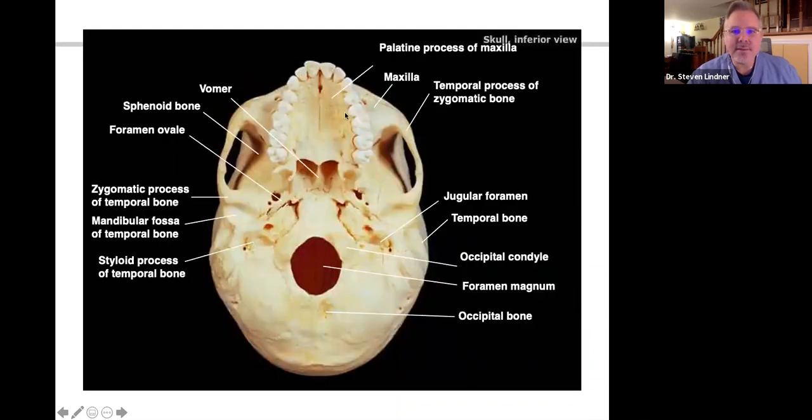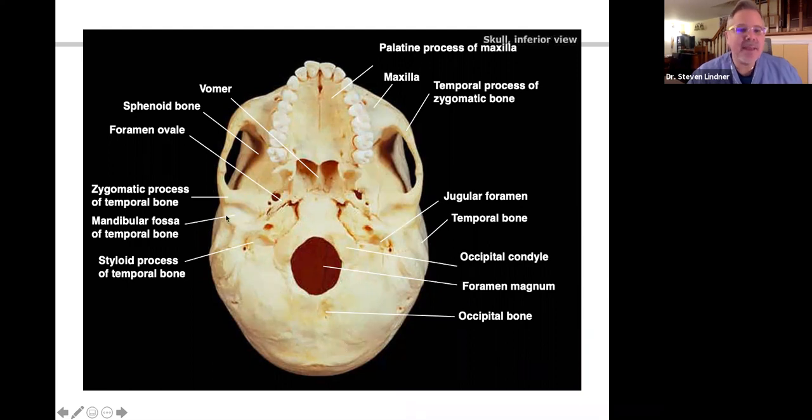We look underneath. Again, here is the hard palate, the palatine process. There's your vomer. And then here are the pterygoid processes of the sphenoid. That's your medial and lateral, or external and internal, pterygoid process. There's your foramen magnum, the occipital bone.